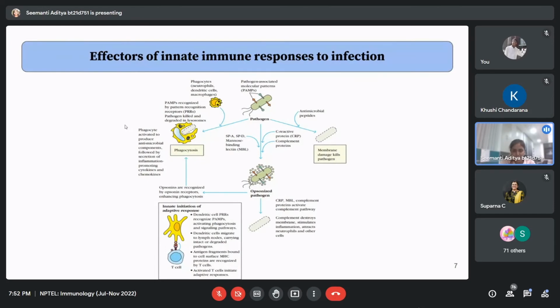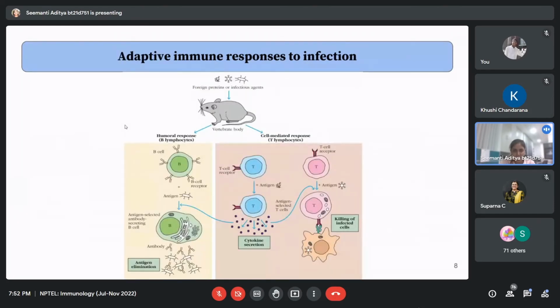So we will go forward to how the adaptive immune response is mediated. We have foreign proteins or infectious agents. If any kind of animal is exposed to these foreign proteins or infectious agents, there can be two kinds of adaptive immune responses: a humoral response or a cell-mediated response. In a humoral response, B cells come into action. In a cell-mediated response, T lymphocytes carry out the function.